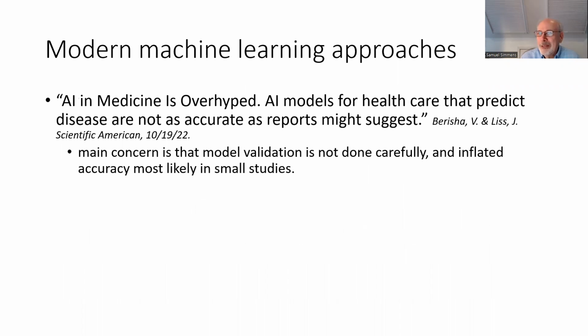So machine learning approaches. I just saw this yesterday. This article is an editorial in Scientific American. AI, artificial intelligence, which includes all these neural networks and all the various kinds of machine learning, big data approaches. The headline is that it's overhyped in medicine because these models predict disease and are not as accurate as the report may suggest. I did read it, and the concern is that for one reason or another, the models aren't being carefully validated the way they should be.